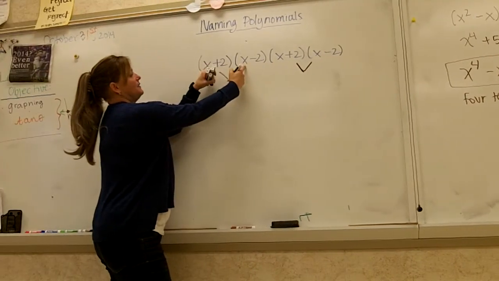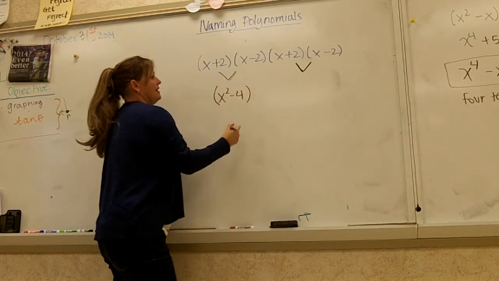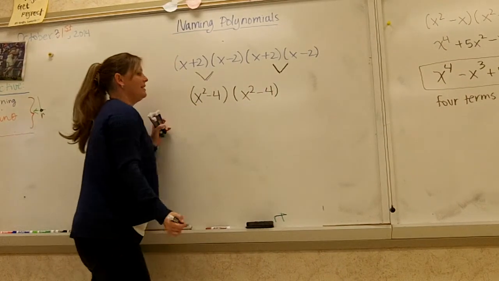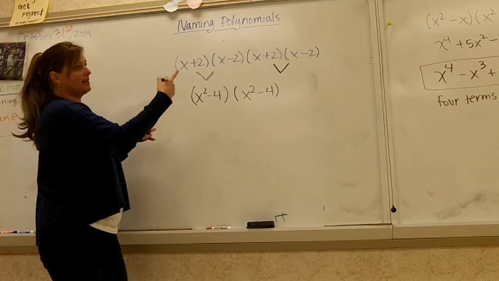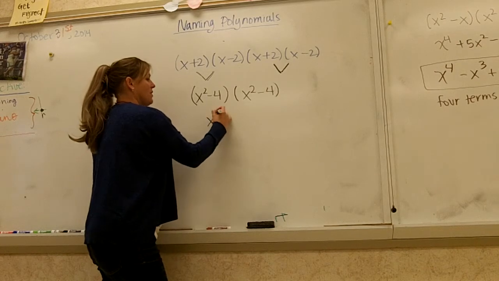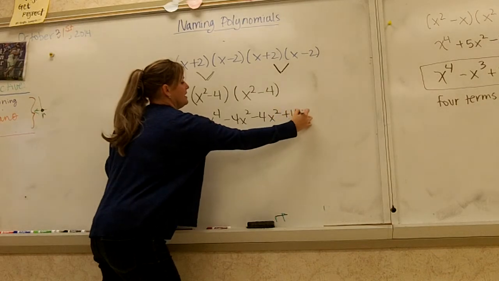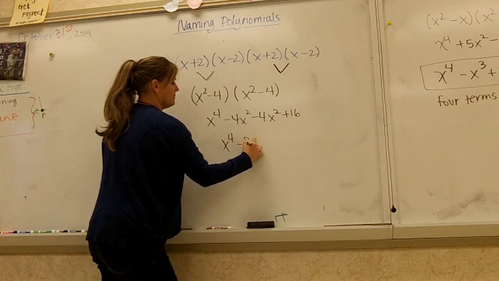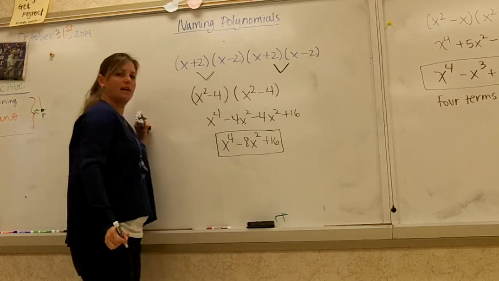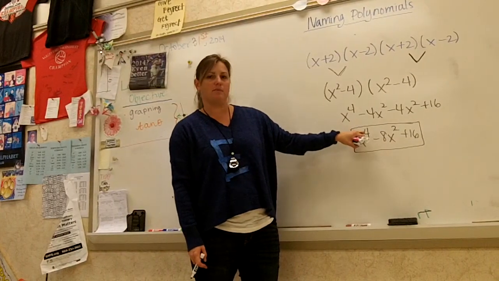So these two things are the difference of squares. When I multiply those together, I'm going to get x squared minus 4. And then when I multiply these two things together, I'm going to get the same thing, x squared minus 4. And now I just have to multiply these two together again like I did with that last problem. So there's still two terms, so I'll FOIL. So x to the 4th minus 4x squared minus 4x squared plus 16. Combine like terms, x to the 4th minus 8x squared plus 16. All right, so trinomial, because it has 3 terms, and the degree of this one would be equal to 4.